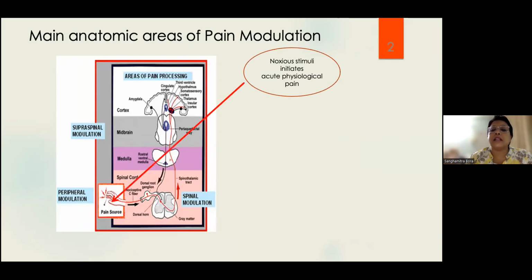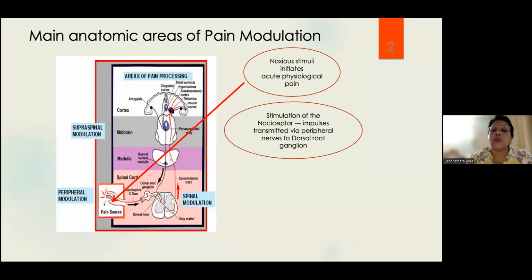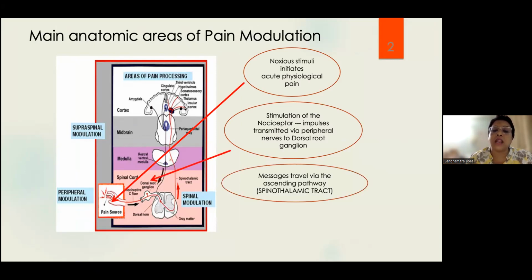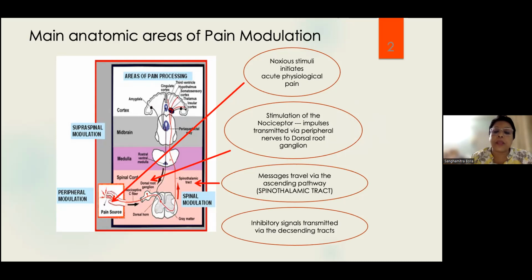So what happens is that there is a noxious stimuli which initiates some acute physiological pain, followed by stimulation of the nociceptor, the impulses transmitted via peripheral nerves to dorsal root ganglion, and then the messages would travel via the ascending pathway, which is the spinothalamic tract. And there would be inhibitory signals that would be transmitted via the descending tracts. So this is a very simple kind of mechanism that goes on for pain. I'm not going into much details.